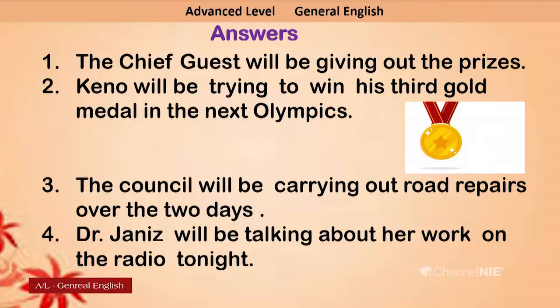Okay, I will read it again because if you have gone wrong, you can correct the mistakes. So, I'll read it a bit slow. The chief guest will be giving out the prizes. Kenu will be trying to win his 3rd gold medal in the next Olympics. The third one, the council will be carrying out road repairs over the 2 days. Dr. Janice will be talking about her work on the radio tonight.